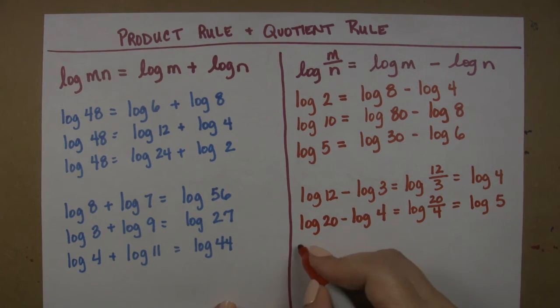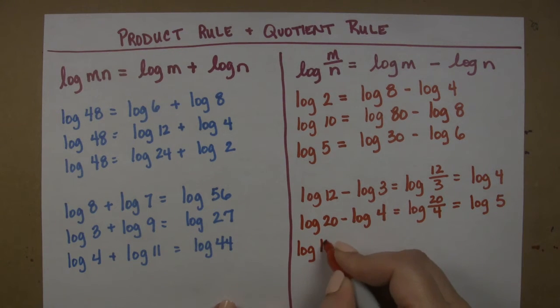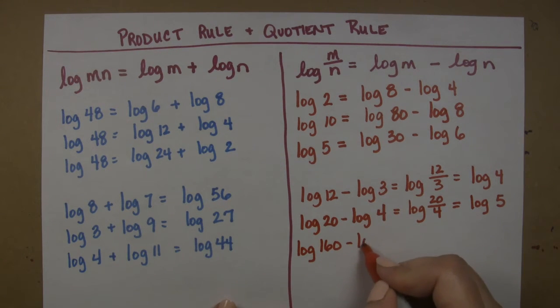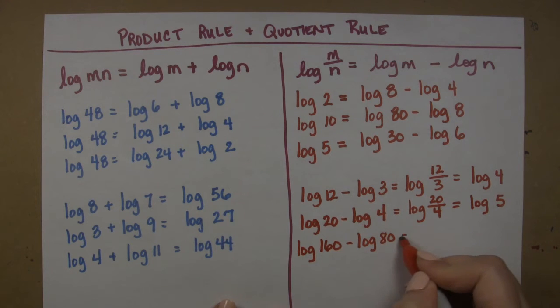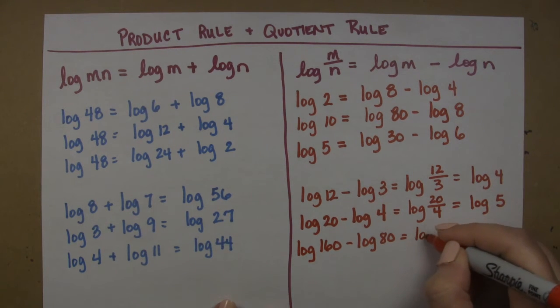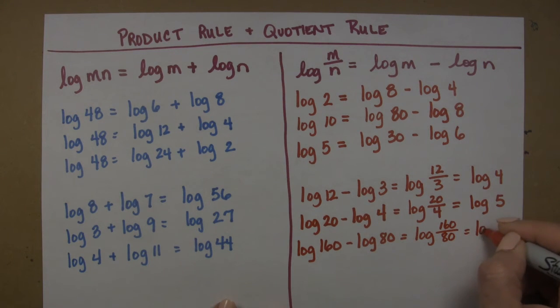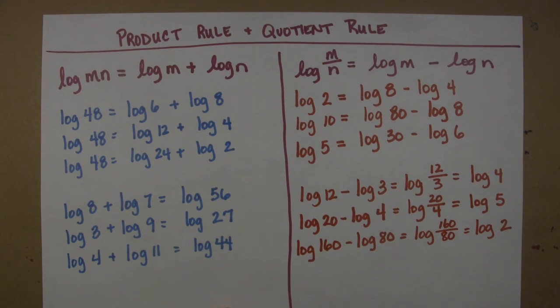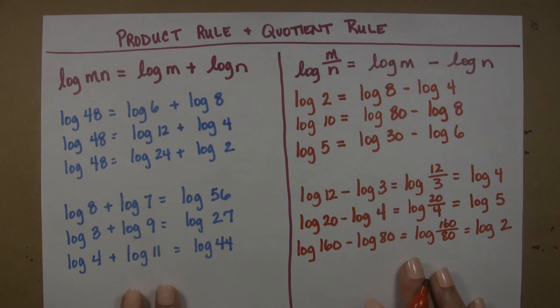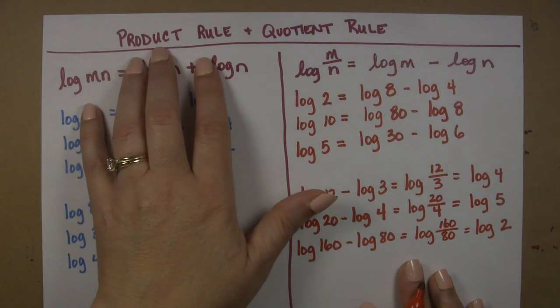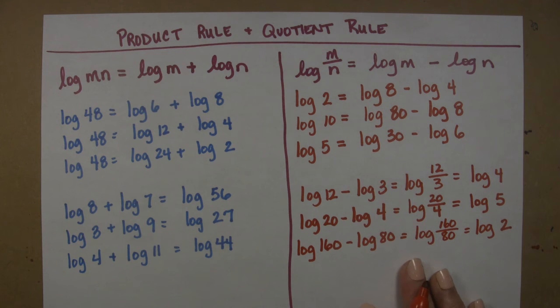And here's your last example. The log of 160 minus the log of 80. What does that equal? The log of 160 divided by 80, or the log of 2. So that is how you manipulate logarithms using either the product rule or the quotient rule.